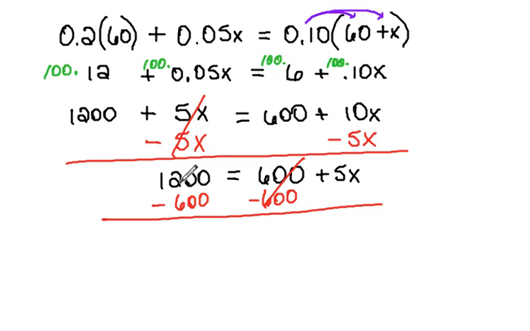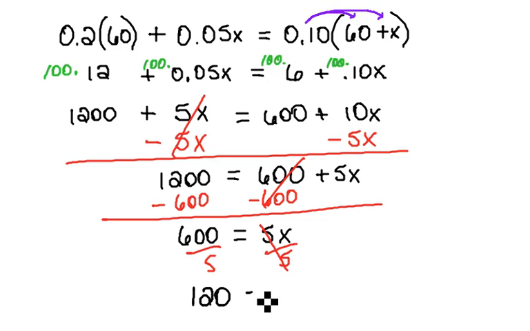Now on the left hand side we have 1200 minus 600, which is 600, equals, and on the right we have 5x. Now our last step is to isolate that variable completely. So right now it's being multiplied by 5. So the opposite of multiplying by 5 would be to divide by 5. Now 600 divided by 5 would be 120 equals, and on the right hand side we're just left with x. So our answer there is now x equals 120.